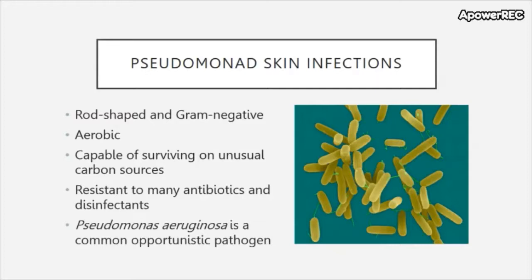Pseudomonas aeruginosa is a common opportunistic pathogen. An opportunistic pathogen is one that is usually not pathogenic, usually just a normal part of our microbiota, but when certain times arise, it may change its mode of function and behavior and become a pathogen. These bacterium, like many pathogenic bacterium, have a very large genome with a broad range of metabolic capacities and virulence factors.